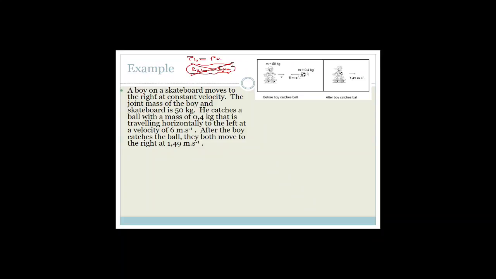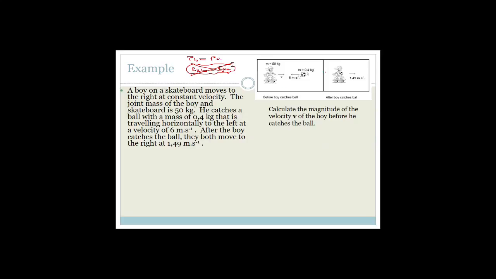Okay, so this is a boy on a skateboard who moves to the right at a constant velocity. The joint mass of the boy and the skateboard is 50 kgs. He catches a ball of mass 0.4 kgs that is traveling horizontally to the left. After the boy catches the ball, they together move off still in the direction that he was originally in at 1.49 meters per second. So he slowed down a little bit. And the first question they ask is: calculate the magnitude of the velocity v of the boy before he catches the ball.